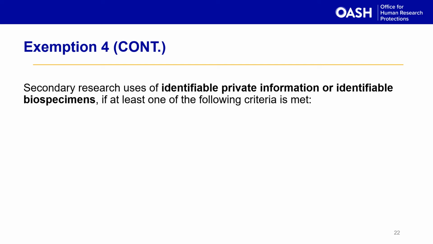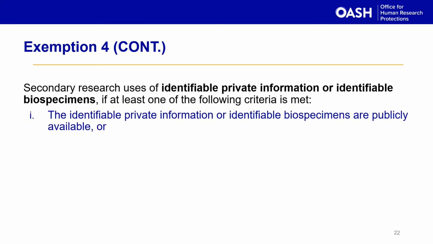Now that we've discussed the definitions, let's examine the Exemption 4 criteria. This type of research is exempt if the material being studied, information or specimens, are from a public source. This could be using information from an internet web page that is open to the public, either free or at a nominal cost. Access is what we are evaluating. Access at a cost is still permissible.